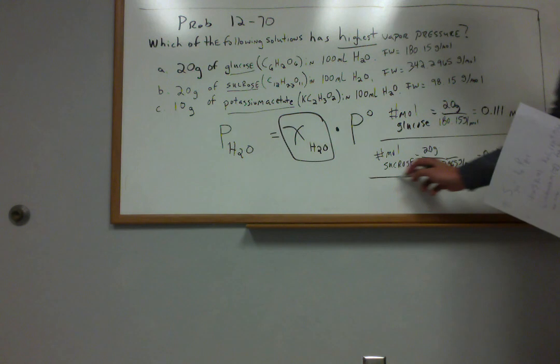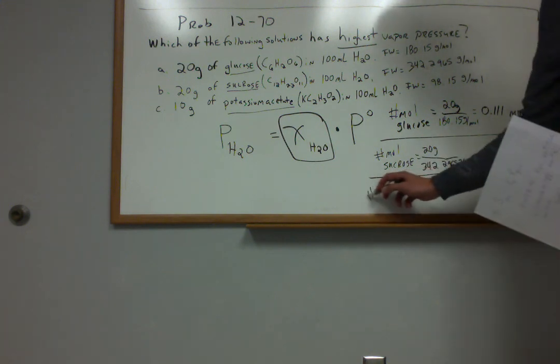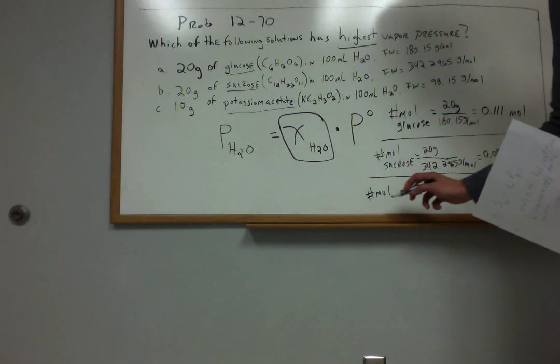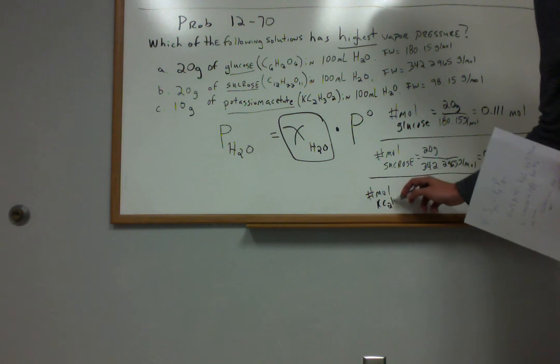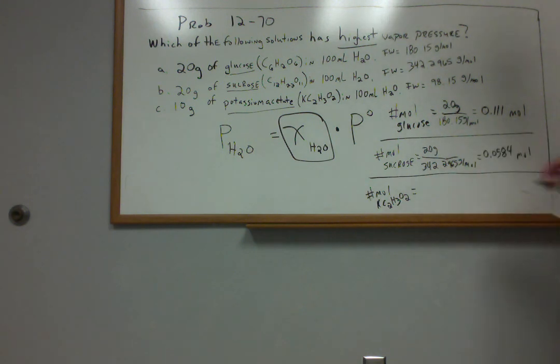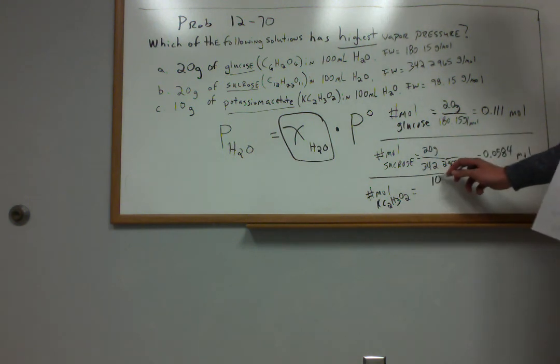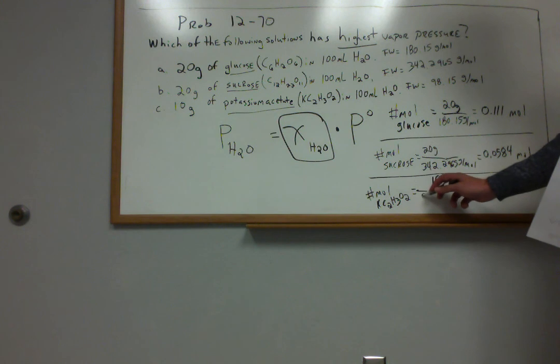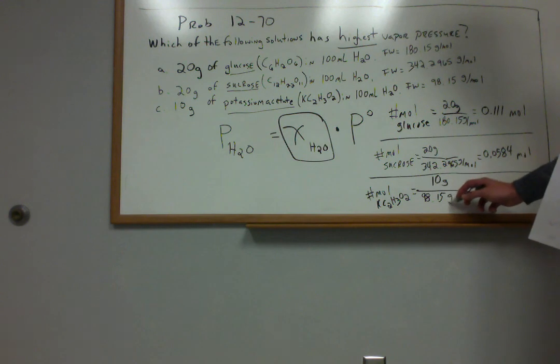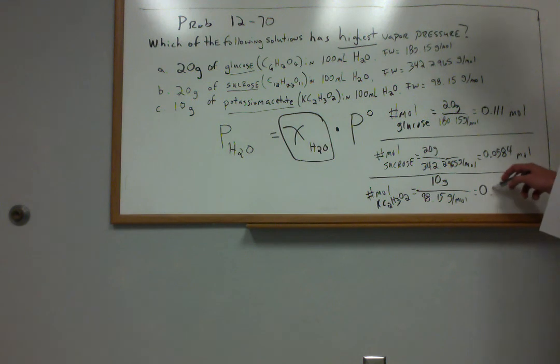I can do a very similar calculation then for the last one. Number of moles of my potassium acetate. Here, I'll write the formula for that one just to save a little bit of space. Now, I only used 10 grams of that here, but the molar mass of potassium acetate is considerably lower. It's only 98.15 grams per mole. As a consequence of that, I'm going to have a little over 0.1 mole of that material dissolved.